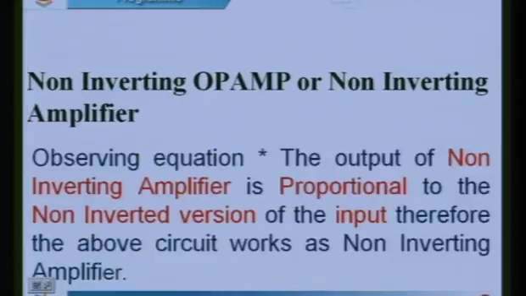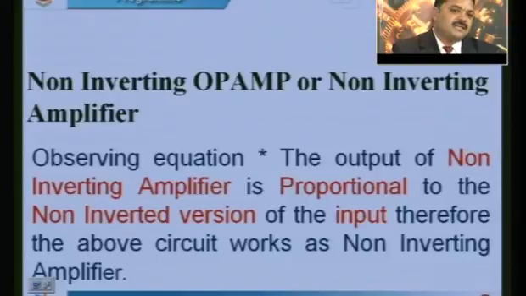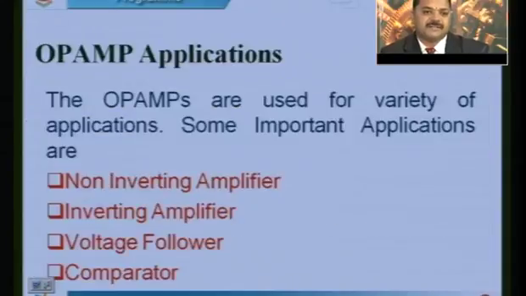Now, observing equation star. What is equation star? Equation star tells that V naught is proportional to Vi. Observing equation star, the output of the non-inverting amplifier is proportional to the non-inverted version of the input. Therefore, the above circuit works as a non-inverting amplifier.